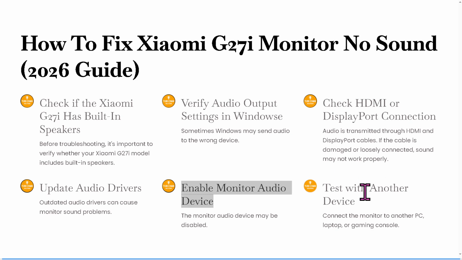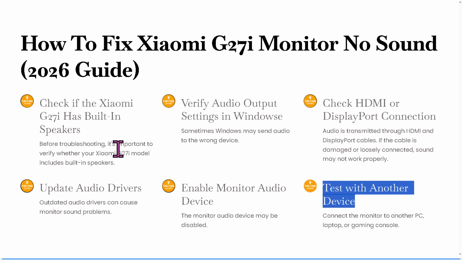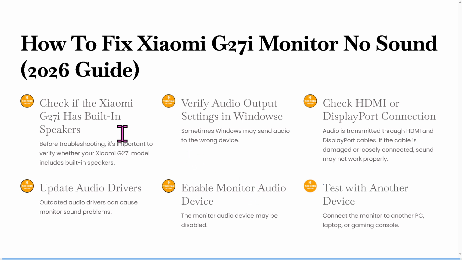And then, after doing all that, you need to test with another device, which is one of the highly recommended options. Connect the monitor to another PC, or maybe a laptop or gaming console. If the sound works on another device, the issue is likely with your original computer's settings or drivers. If the sound doesn't work, the problem may be related to the monitor or audio configuration. So to do that, you need to reinstall the audio drivers. Or you can also check the graphics drivers and perform a monitor factory reset.